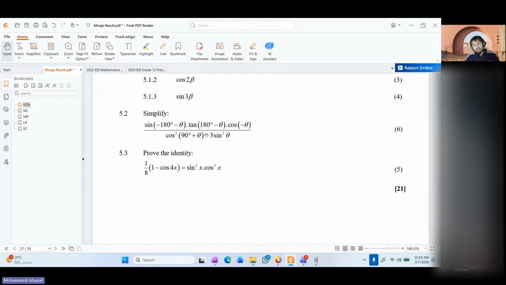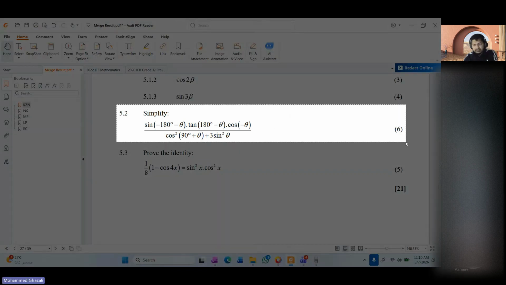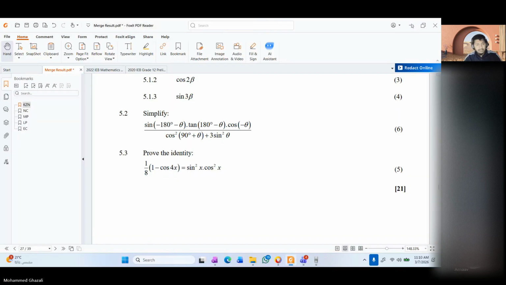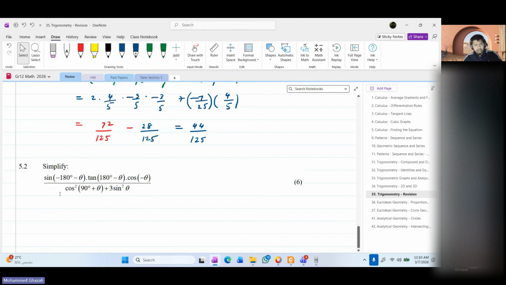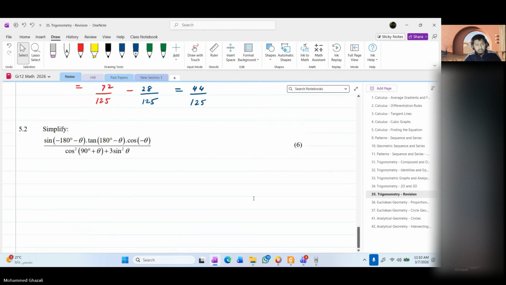Even the last two questions, look at this, 6 marks, 5 marks. It's a disaster of a paper. Right? We'll go through it quickly. Right? Now, we will simplify everything. Now, remember, the best thing to do is add 360 when you see a negative angle.